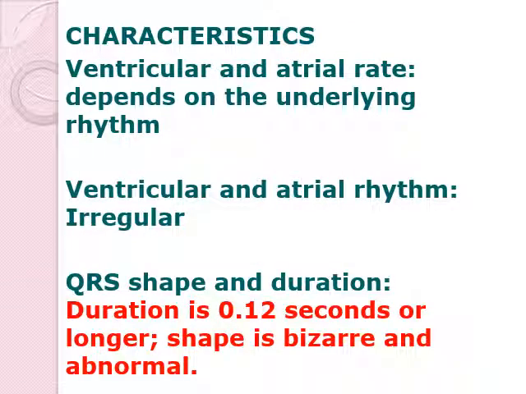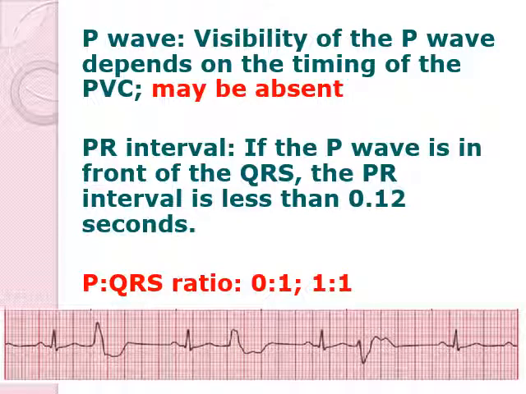As for the characteristics, the ventricular and atrial rate depend on the underlying rhythm. The ventricular and atrial rhythm will be irregular. Take note there is an irregularity because of the emergence of premature QRS complexes. The QRS duration tends to be longer, especially on the PVC, and the shape is bizarre and abnormal. The P wave may be absent, and the P to QRS ratio may tend to become 0:1 and 1:1.